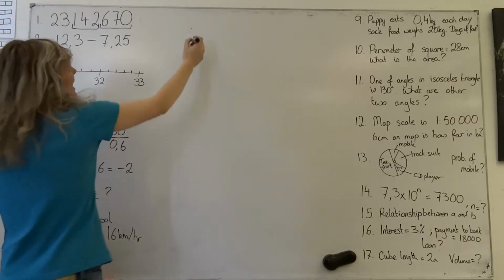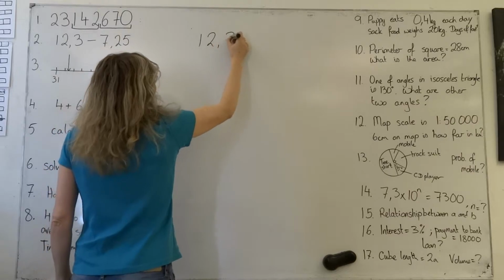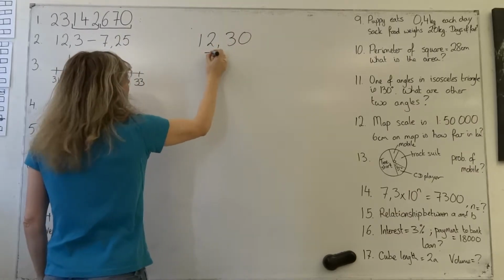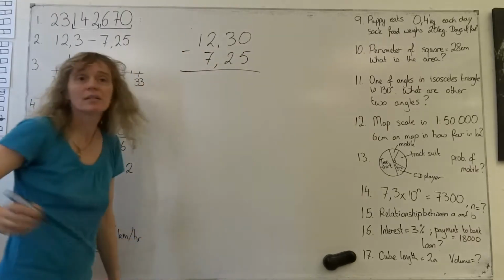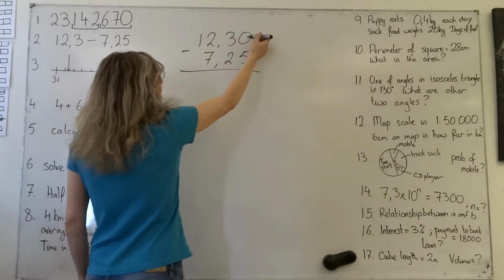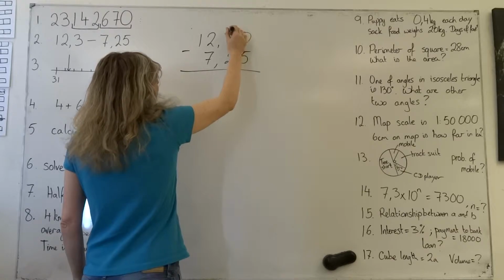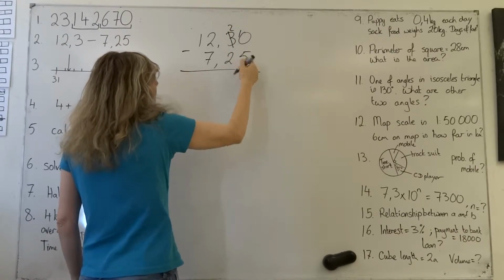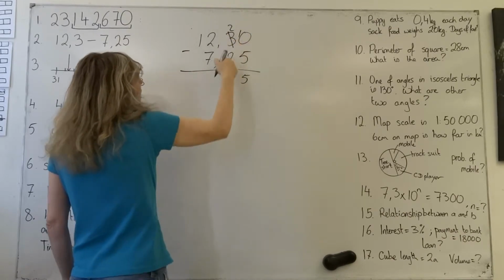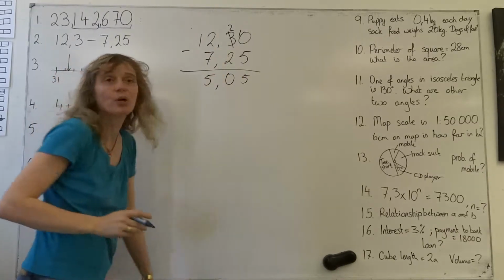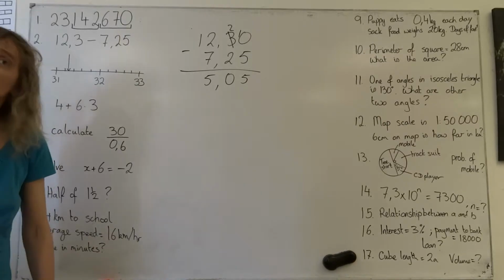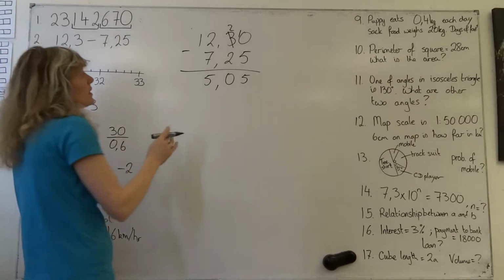Next one, the easiest way I think is just set it up as a minus. We can't take 5 away from 0, so we have to borrow 1. So we're taking 10 minus 5 is 5. 2 minus 2 is 0. And 12 minus 7 is 5. 5.07. But don't stop there, because you know it's easy to make a silly mistake here.